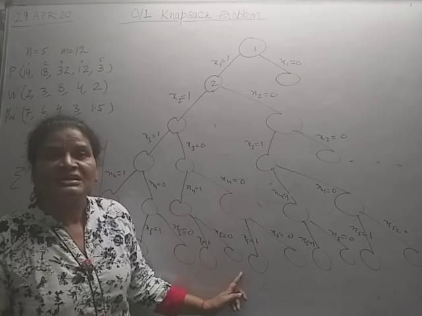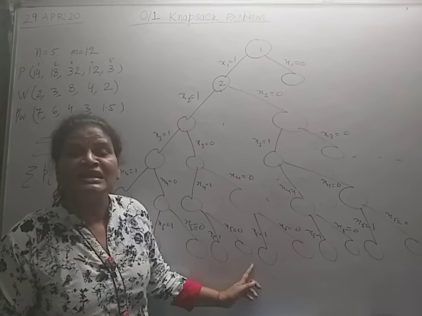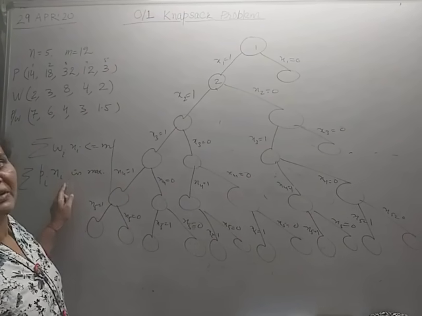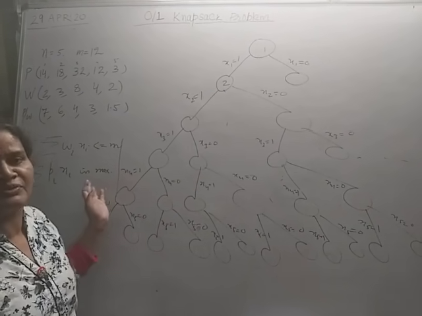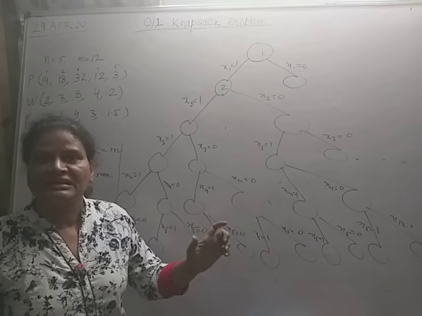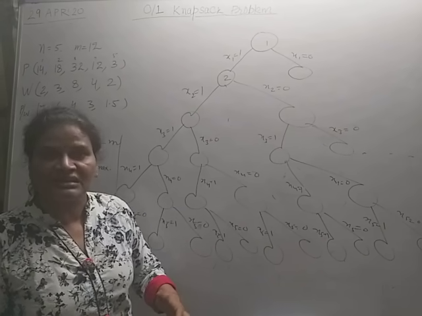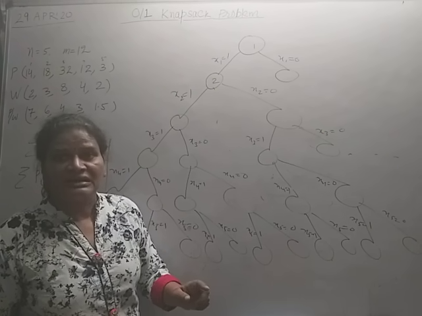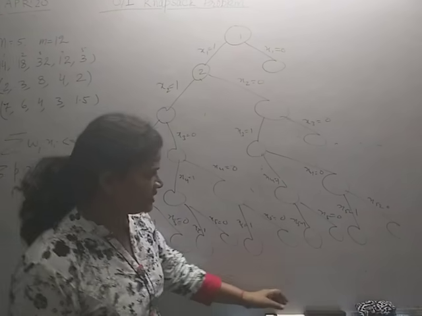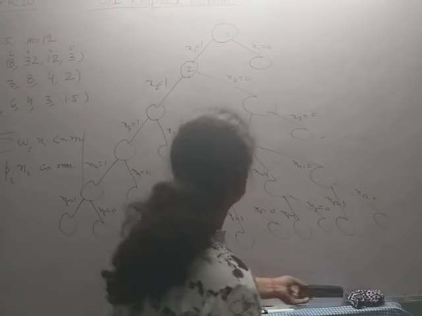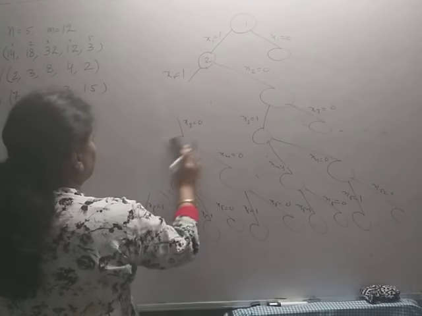In previous problems there were a number of solutions, but here there is only one leaf node for which the profit is maximum. If there are two leaf nodes with the same maximum profit, then one of the vectors is the answer state, and the solution vector may be different with the same maximum profit.